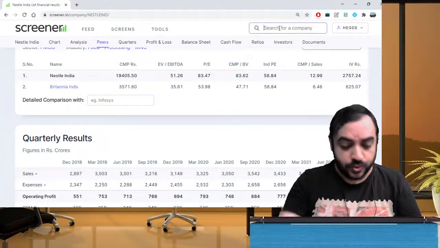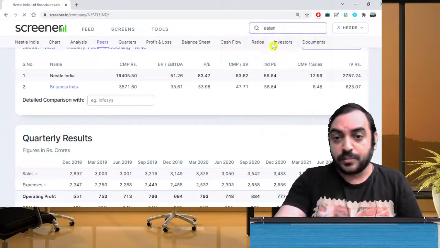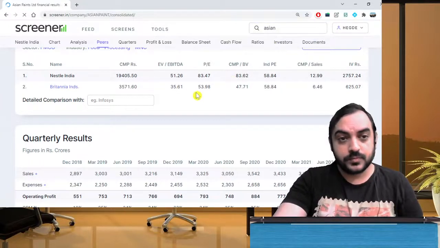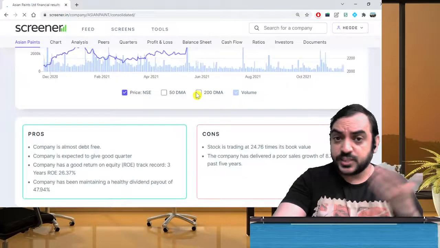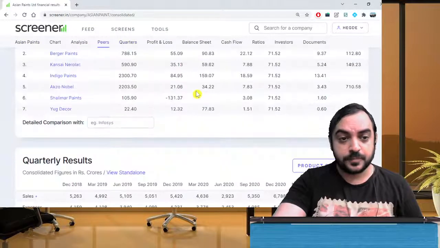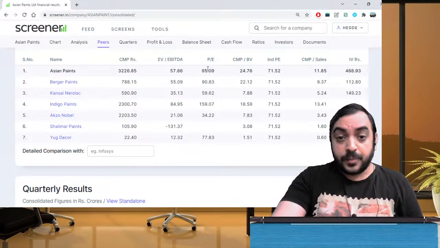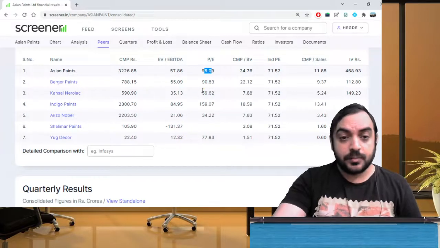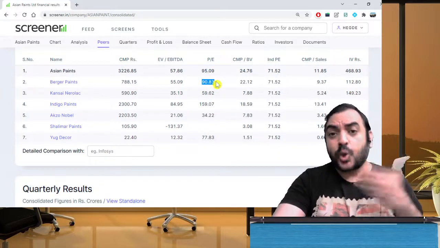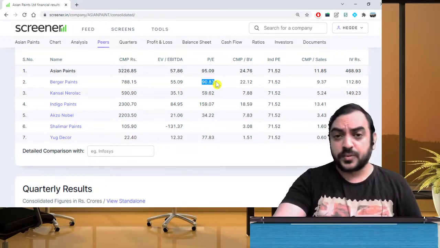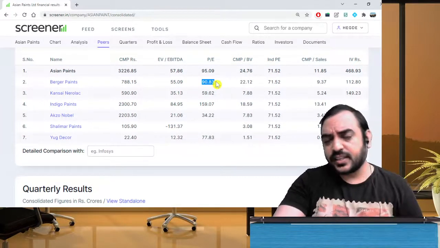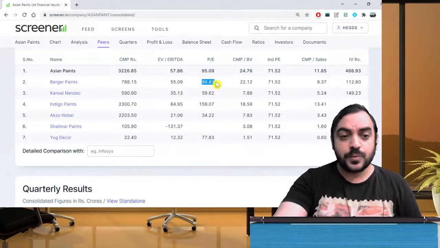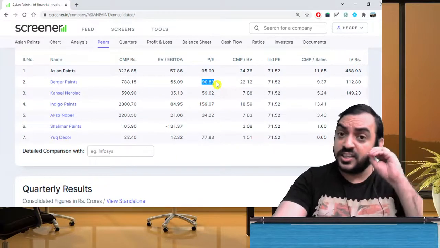Let me show you one more. Asian Paints. Let's look at its P ratio. It's the paint industry, a different industry. P ratio 95. Berger Paints 90. You see, these are all consumer oriented companies. Consumer discretionary. They command a premium also, but still it is a different company.